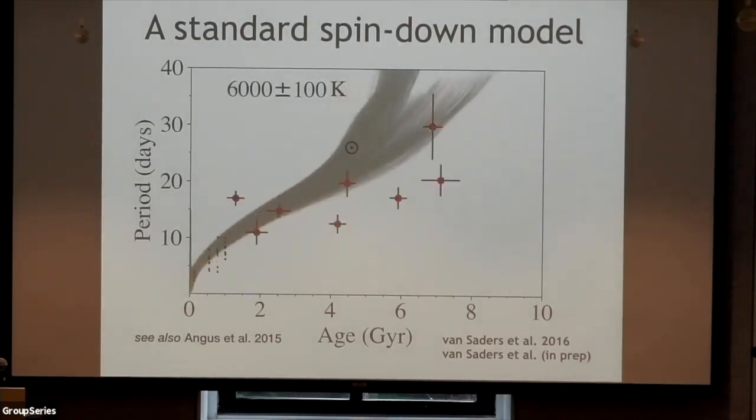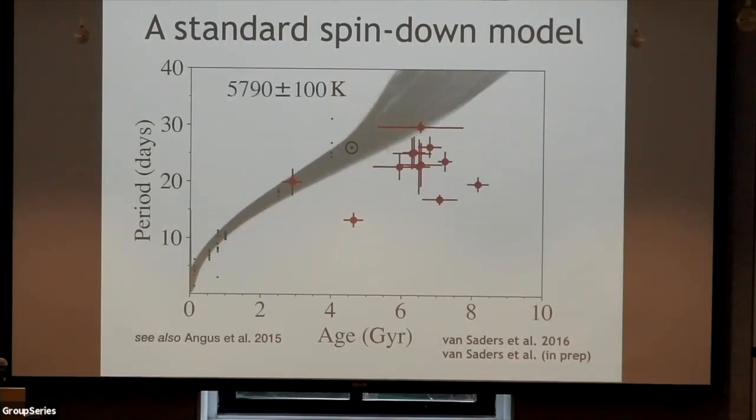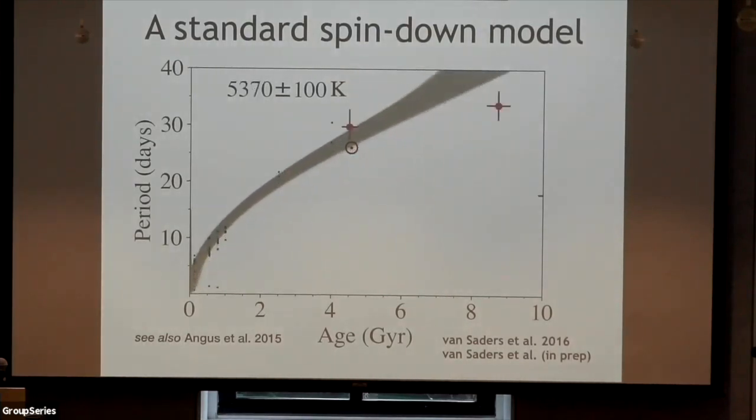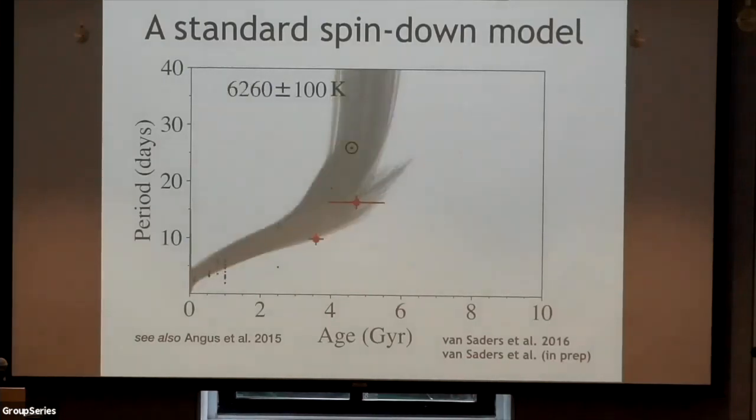That is basically an artifact of the way I made the curve. Some of them are truncated at a particular evolutionary point, and other ones are allowed to go up the RGB. So it's just an artifact.